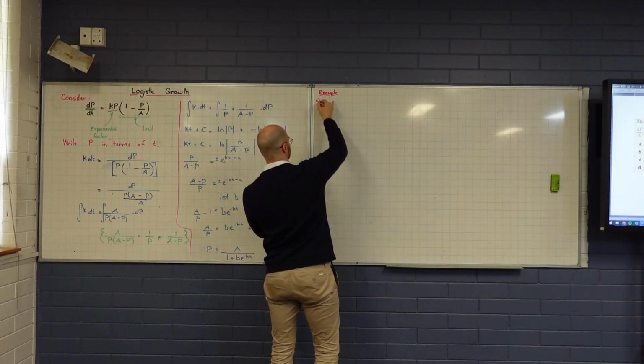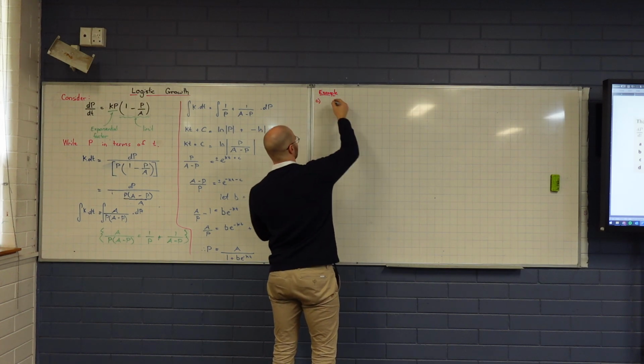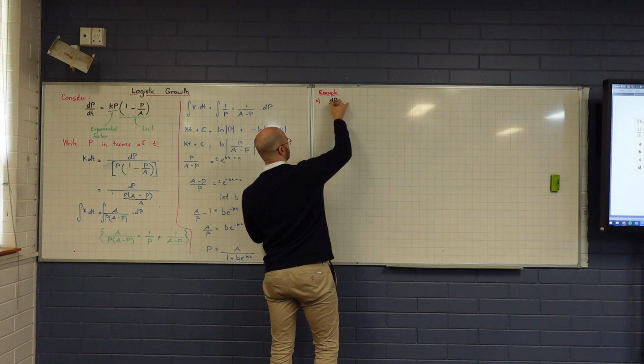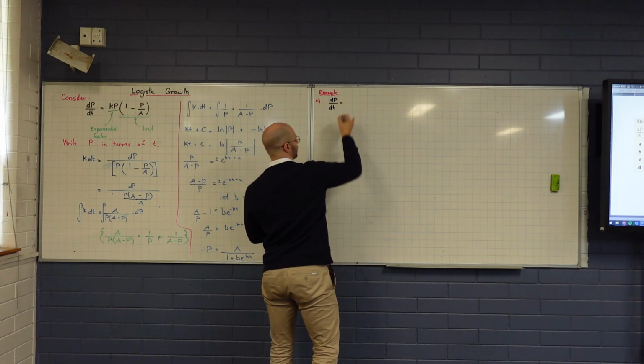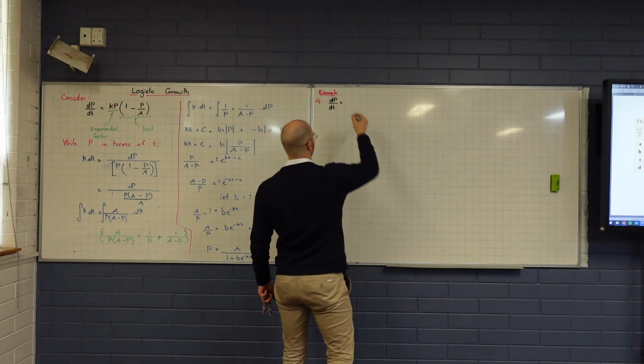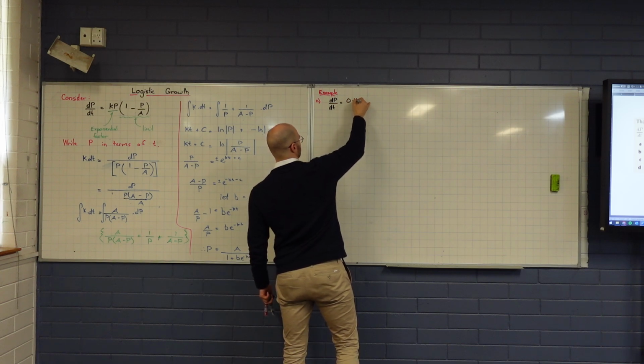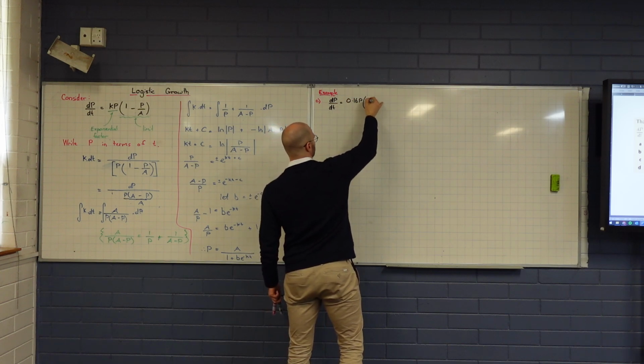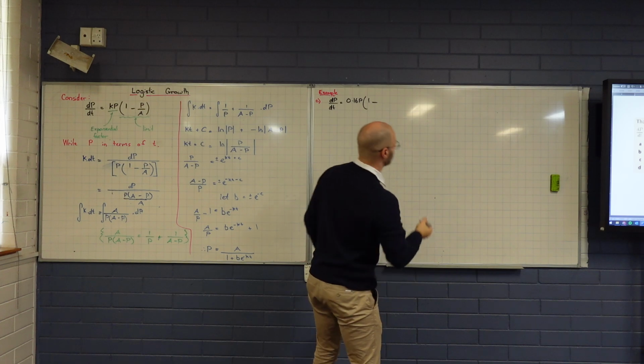So we've got part A: dp over dt equals 0.16p, 1 take p over 500.